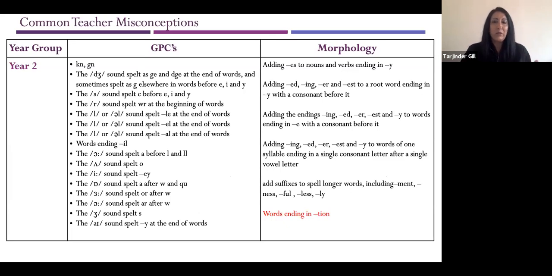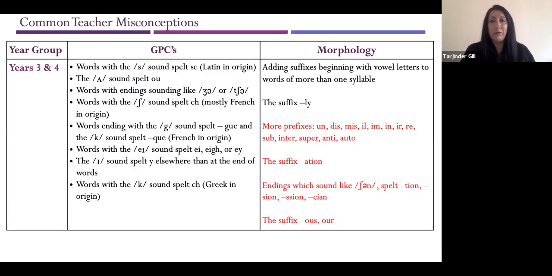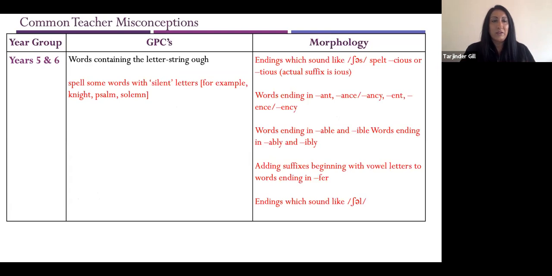I mean, do you really want to teach the suffix shun? And is it helpful to teach it as a rule, or do you just want them to have lists of words that they understand are spelt with those particular GPCs? And I think as you move along into years 3 and 4, and again into years 5 and 6, I do think that it becomes less and less helpful to teach rules, as opposed to teaching this set of spellings, or these words that are spelt in this particular way.